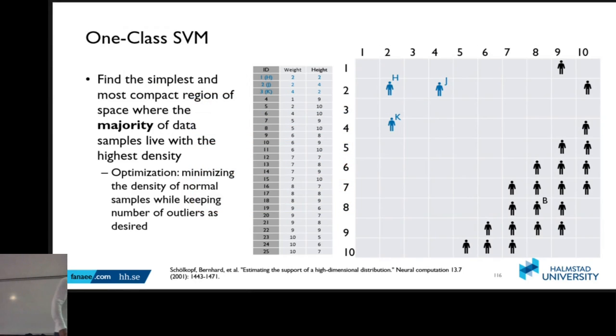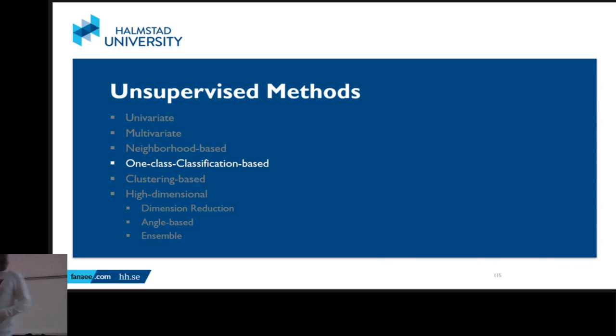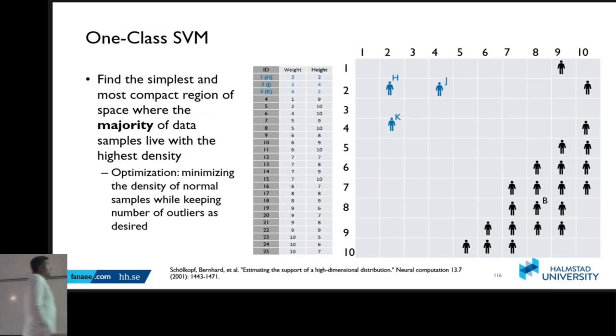So let's go to the one class classification approaches. We don't have many options here. One of the most popular ones is one class SVM. Probably you have learned this in your supervised learning course. The basic idea is that one class SVM tries to find the simplest and most compact region of a space where the majority of data samples live with the highest density.